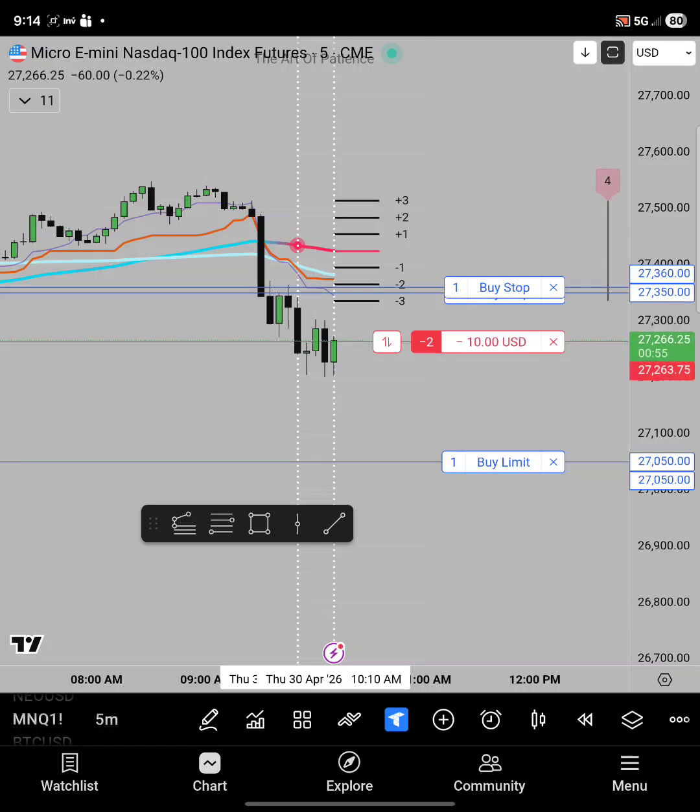Now, I have combined ICT concepts along with this indicator system. So as you can see here on the 9:50, 10:10, this is the macro time that ICT also teaches. Whenever I trade my indicator system, I like to trade within this macro and also within the 10:50, 11:10.